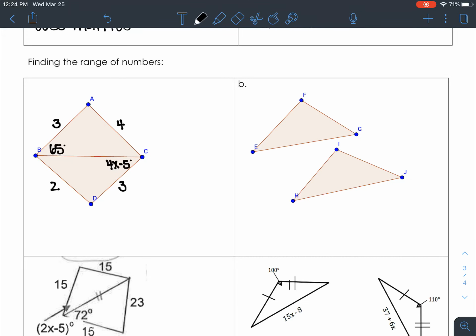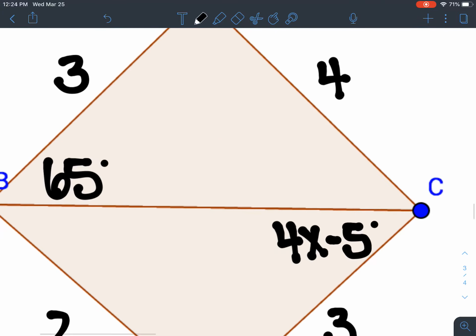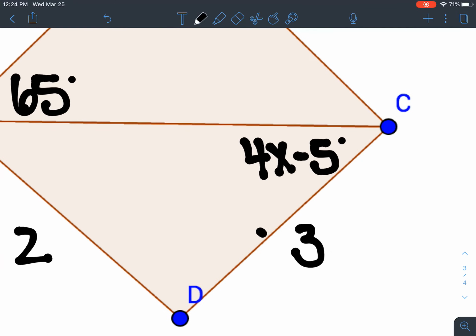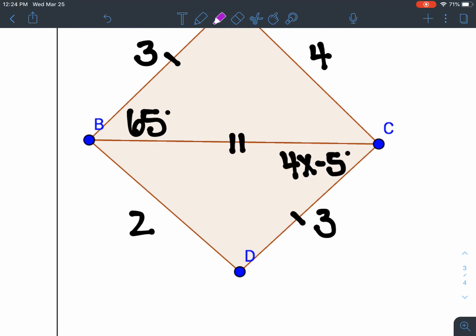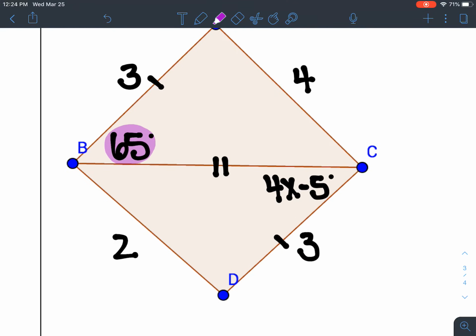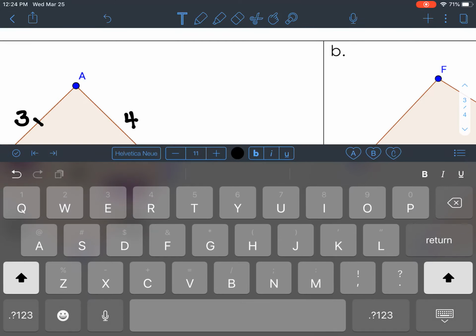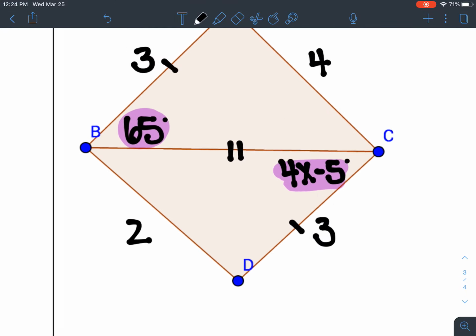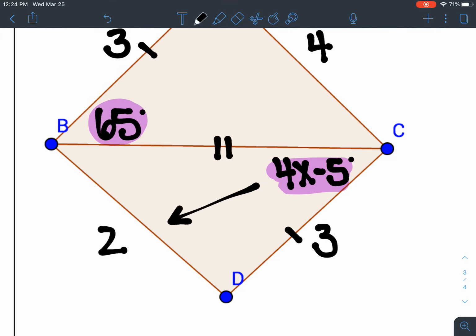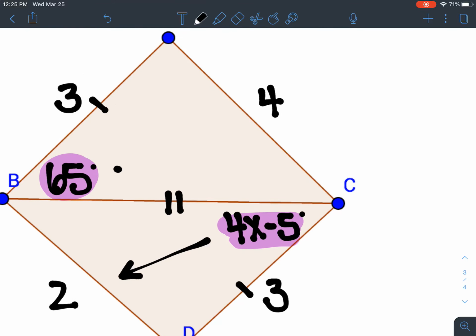So what we need to do first is once again make sure that we have two sets of congruent sides, which I do. I have this 3 and this 3, so I mark them congruent, and then I have BC is congruent to BC. So the angles that we're looking at are the included angles within these two triangles. Now, same idea with what we just did, we're going to look at what's opposite of those. I'm going to look at the fact that the 4x minus 5 is opposite of the 2, and the 65 is opposite of the 4, okay?